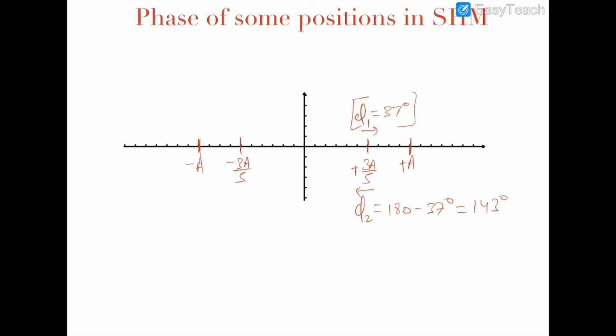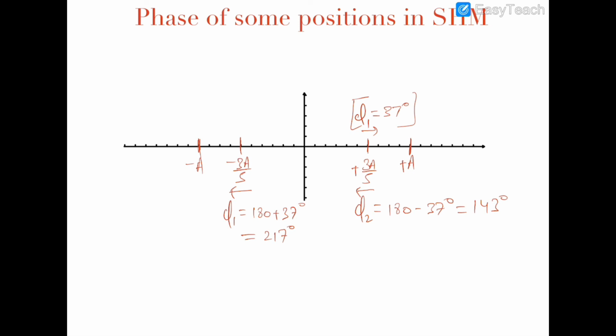Okay, now if the particle has moved from this position going in the backward direction, and it has arrived for the first time at minus 3 by 5, the phase of this position would be pi plus 37 degree. So pi plus 37 is 180 plus 37. So this 180 plus 37 is 217 degree.